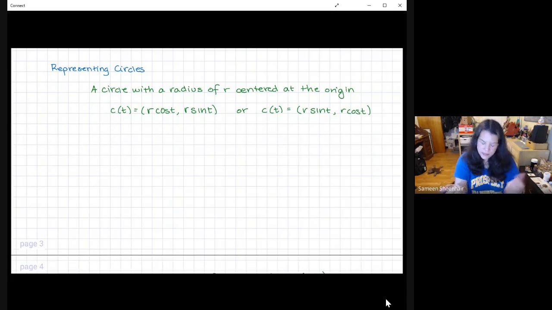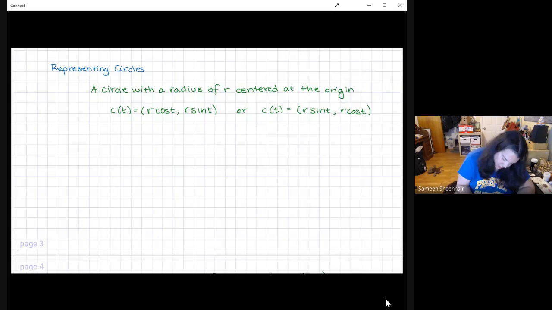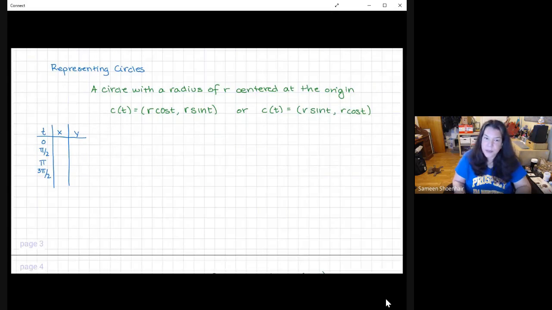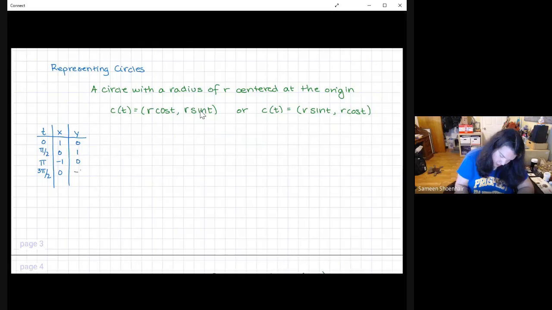Make a t-chart. For the first one, since we're talking sine and cosine, I'm going to choose 0, pi over 2, pi, and 3 pi over 2. Let's just see what's happening here. If t is these values and x is r cosine t, then the values go from r to 0 to -r back to 0. And then r sine t is 0, r, 0, -r.